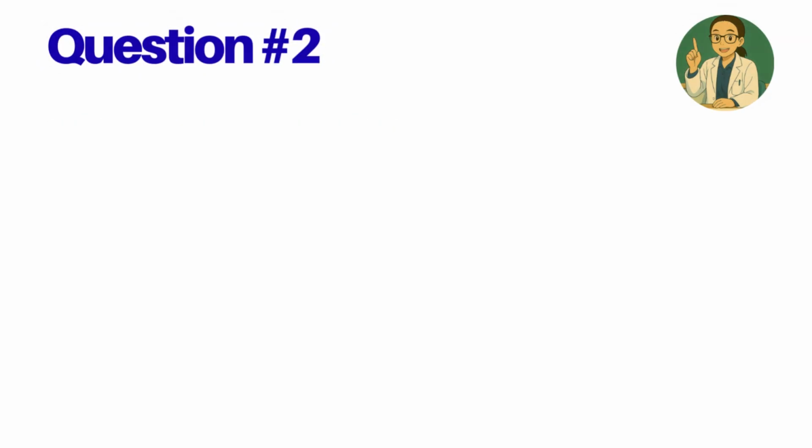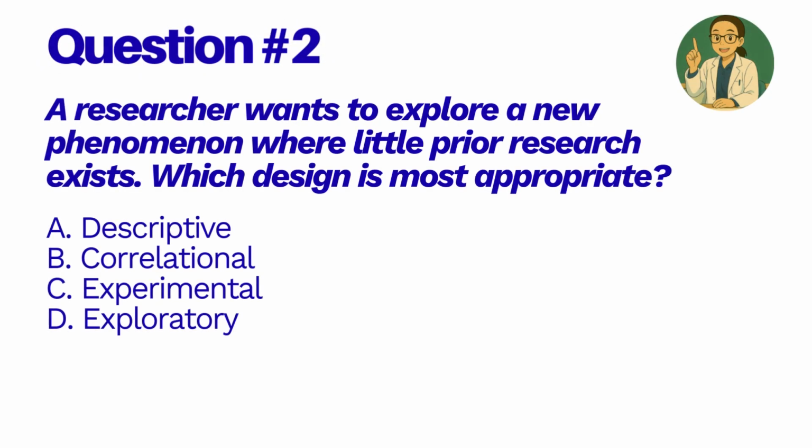For question 2, a researcher is studying a topic with very limited existing literature. The correct answer is D. Exploratory research. Exploratory designs are used when the research problem is not yet clearly defined. They are flexible, open-ended, and aim to generate initial insights or hypotheses. Exploratory research is particularly helpful for pioneering studies where deeper understanding is still needed before more structured methods can be applied. Now let's go to question 3.